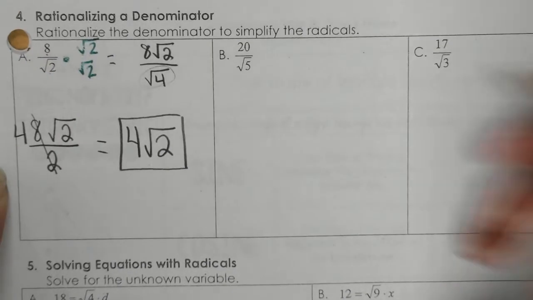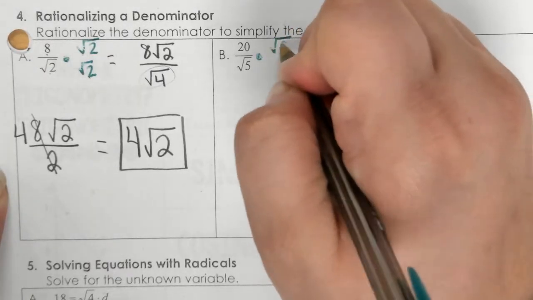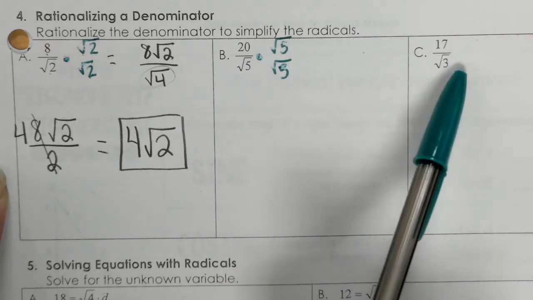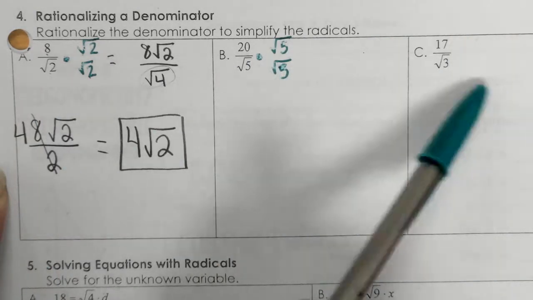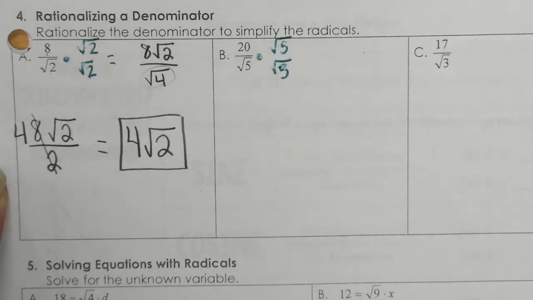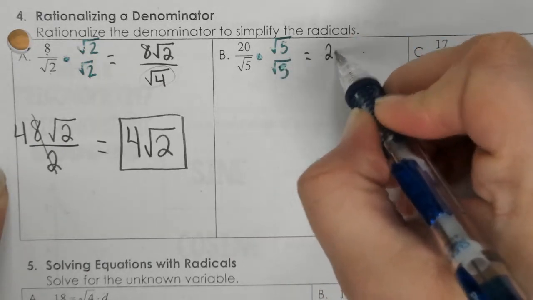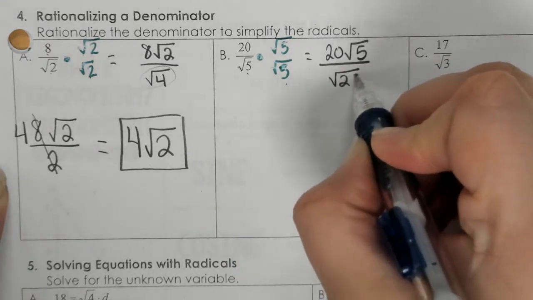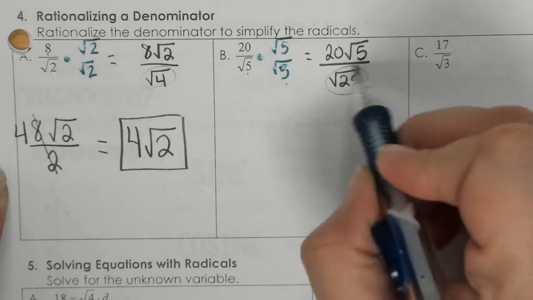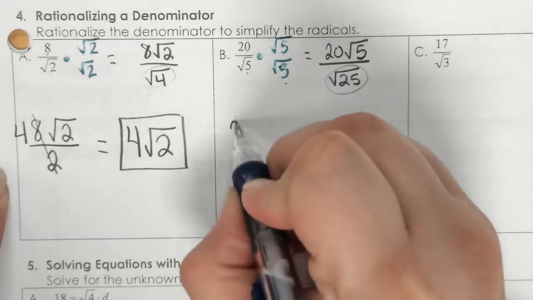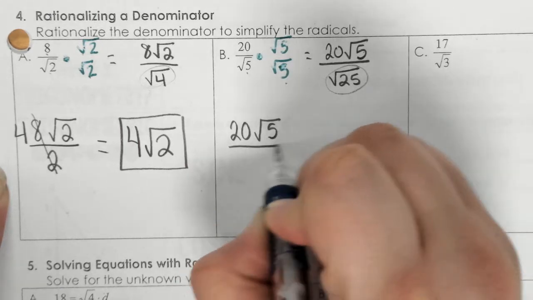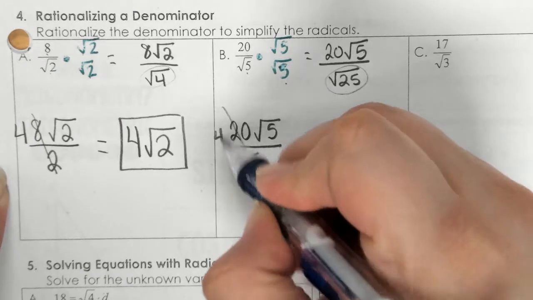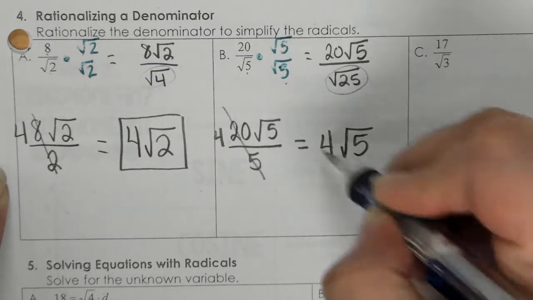On part B, we would multiply by the denominator of radical 5. And you know to do this because you can't have a radical in the denominator. So all of these examples, we have to get that radical out of there. So I have 20 radical 5. And then 5 times 5 is the square root of 25. So this becomes 5. Twenty divided by 5 is 4, and that is 4 radical 5.